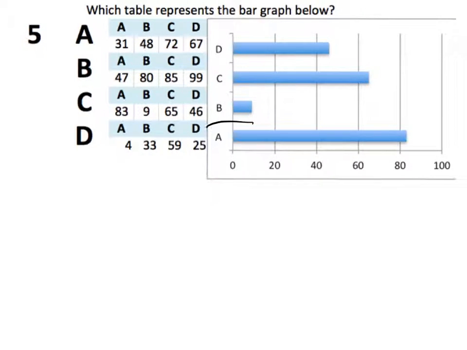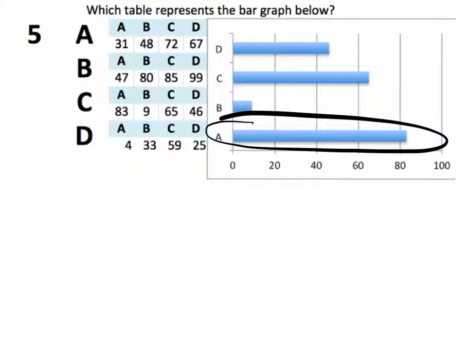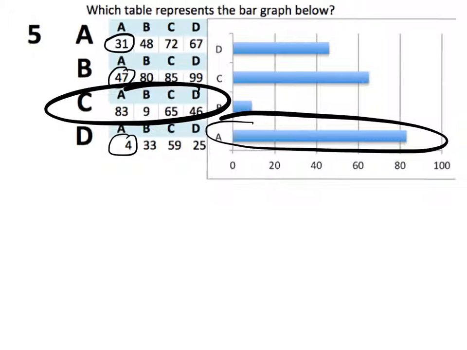Let's choose A, and it goes just a little bit over 80. It can't be this, this, or this. There's only one choice, C.